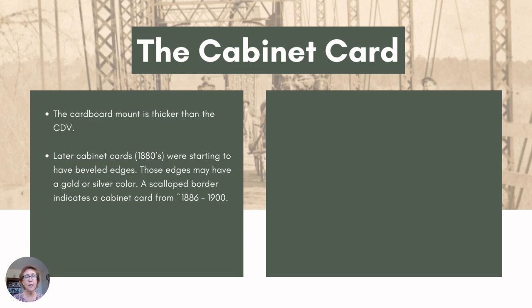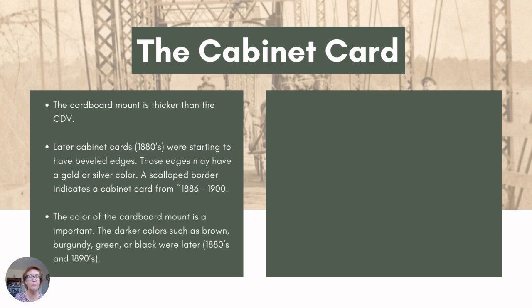Later cabinet cards, from around the 1880s coming forward, you're going to start to see a little more embellishment. So if you're seeing beveled edges, are the edges gold? Are they silver? A scalloped border could indicate a cabinet card from about 1886 to 1900. Again, the more elaborate, the more decoration to a cabinet card, the more likely it is a later cabinet card as opposed to one of the early ones.